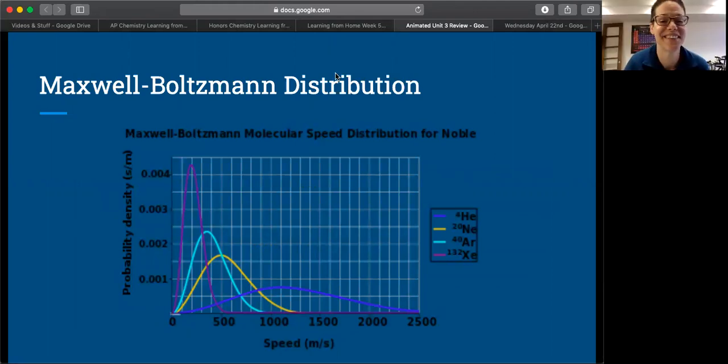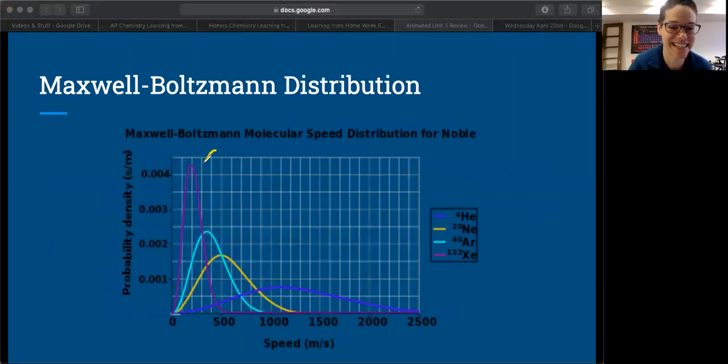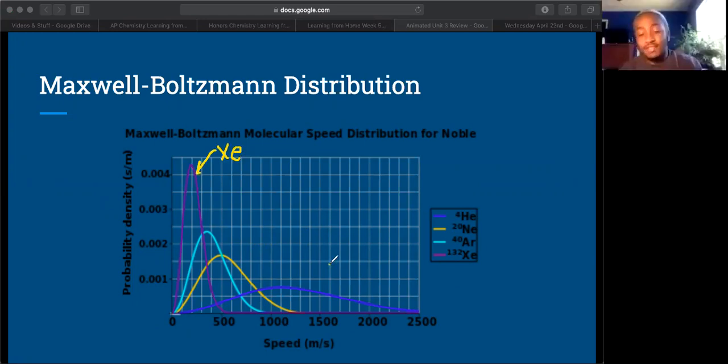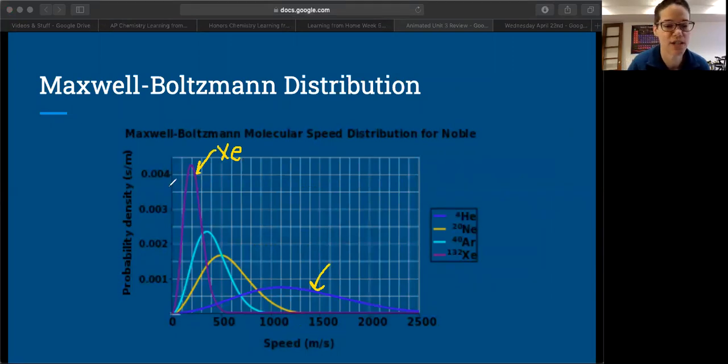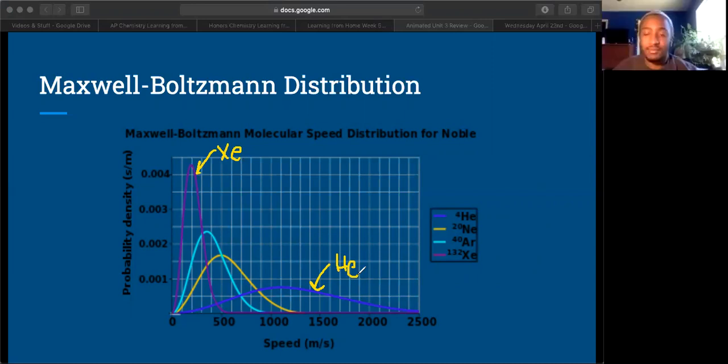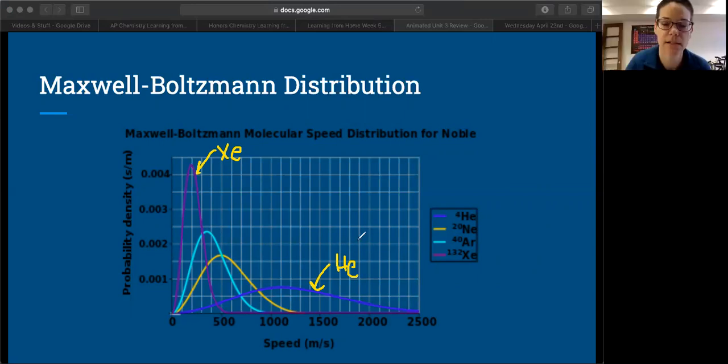Okay. So this guy, that's the xenon. Whenever you get graphs that have multiple things, you should always look at the extremes. So let's look at this highest one and this flattest one. Xenon versus helium. What's the main difference between those two things? Size. Okay, so this one is the small one, the other one's the big one.